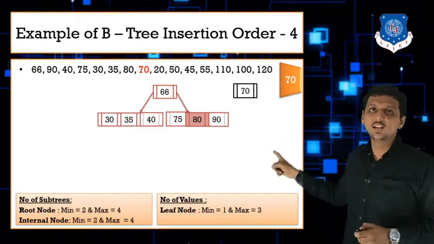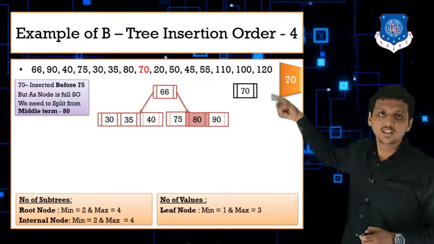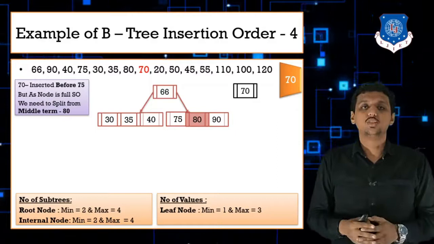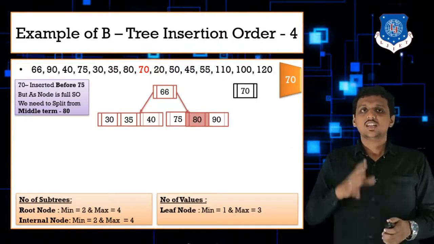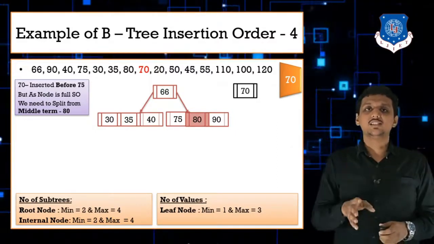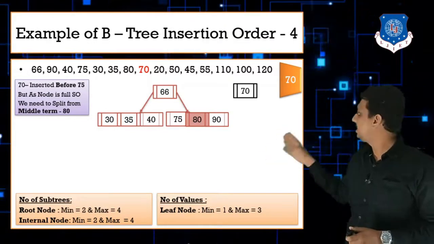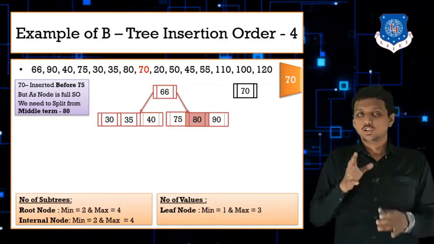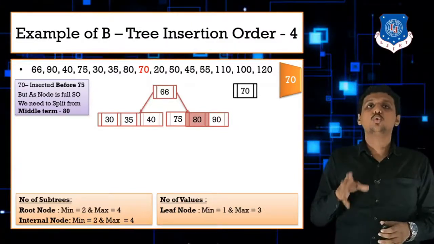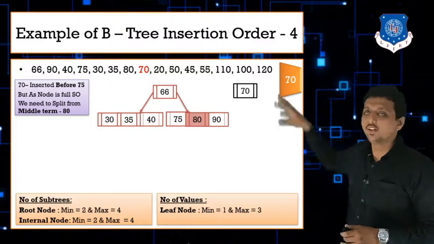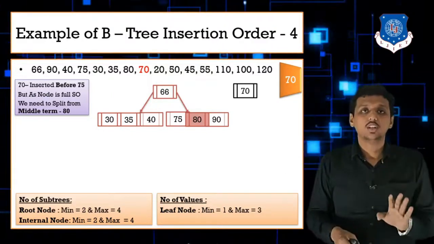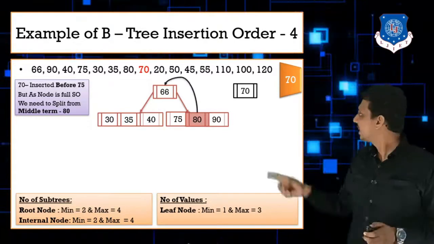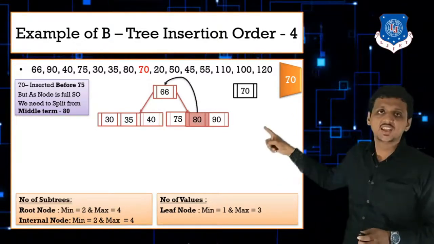Take the value 80 one level up and connect it with the root node 66. As the 70 needs to be inserted before 75 but the node is full, I just need to move 80 one level up to the parent node. What is the parent node? That is 66. So students, 80 will go with 66.